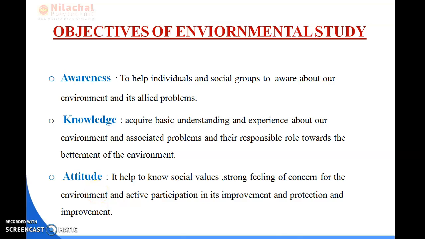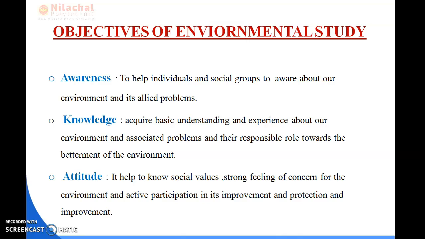I am Pratima Dalai and we are going to study your subject, environmental study. In your previous class we studied what is environment, what are the components of your environment, what is the man-made environment, what is the natural environment, and what is the relationship between man and the environment. In today's class, we are going to study the objectives of environmental study.